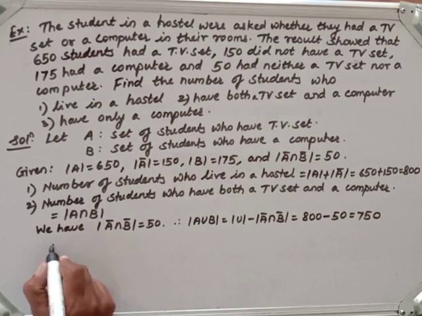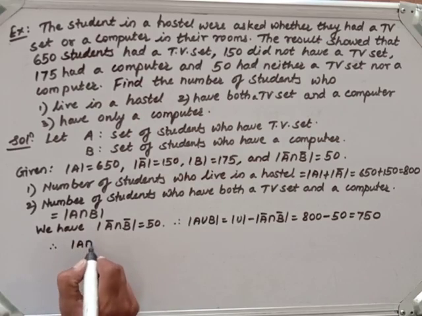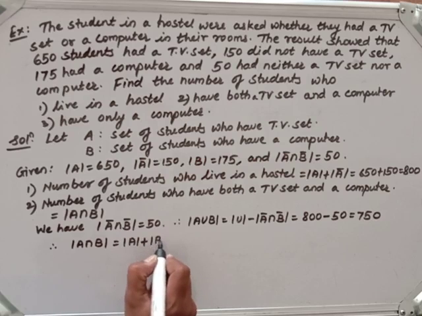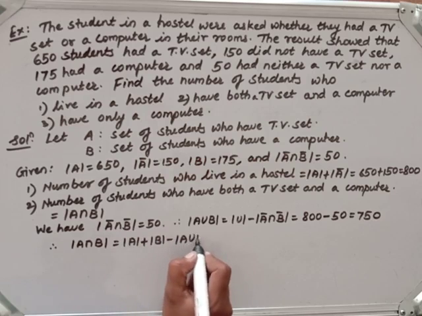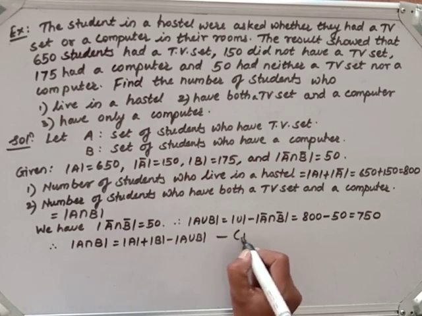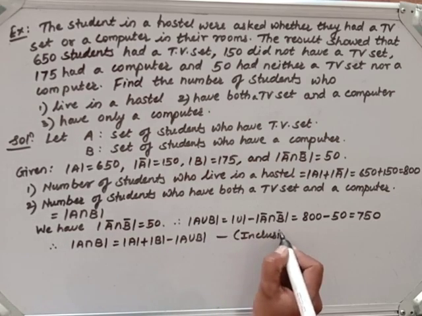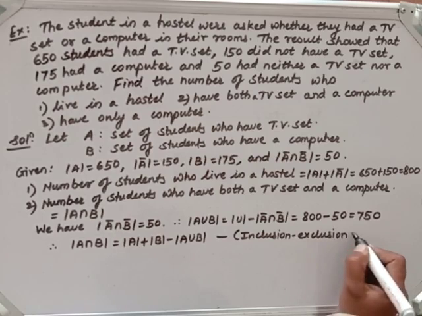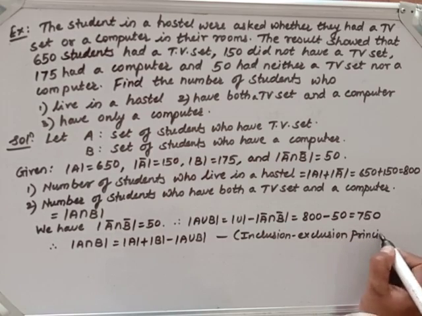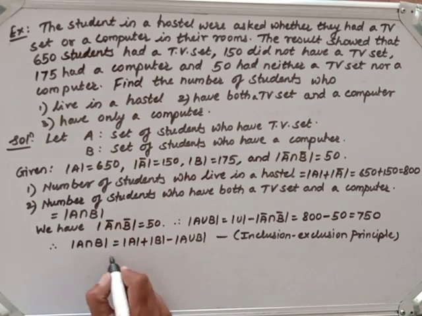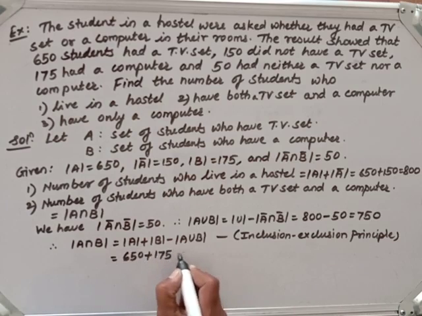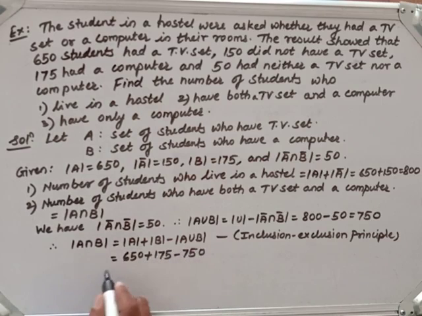Fine. Therefore now A intersection B equal to what? Cardinality of A plus cardinality of B minus cardinality of A union B, using inclusion exclusion principle. This is the case. So here this is what? 650 plus 175 minus 750. So this is how much the answer? This answer will be what?